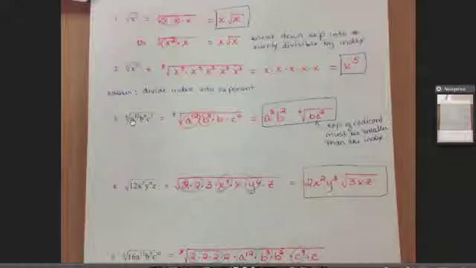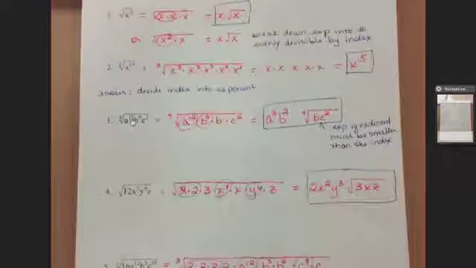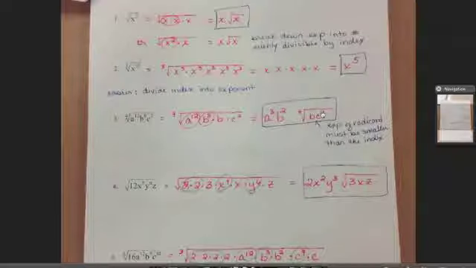4 goes into 12 3 times, so a to the 3rd comes out. There's nothing left over. 4 goes into 9 twice, so b squared comes outside, and b to the 1 stays on the inside because the remainder is 1. 4 does not go into 2, so c squared stays on the inside.